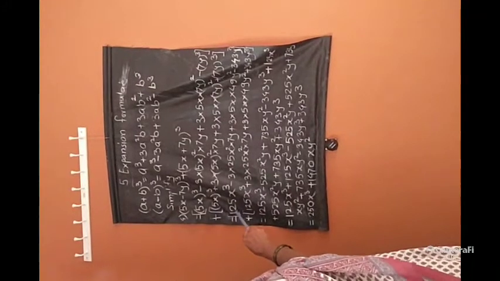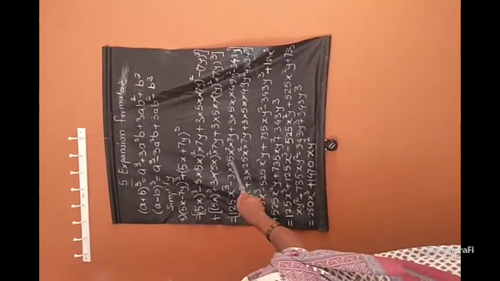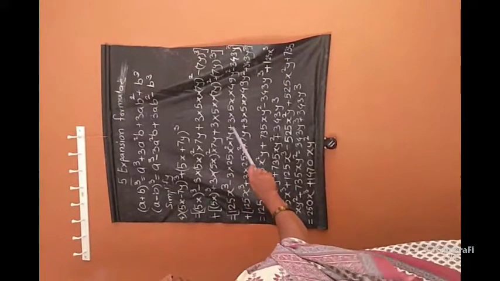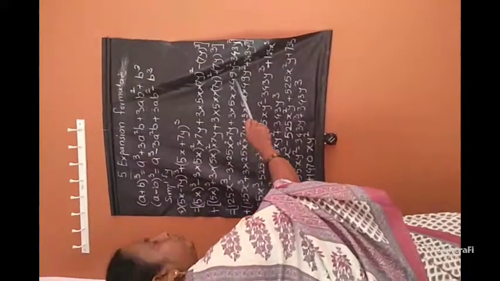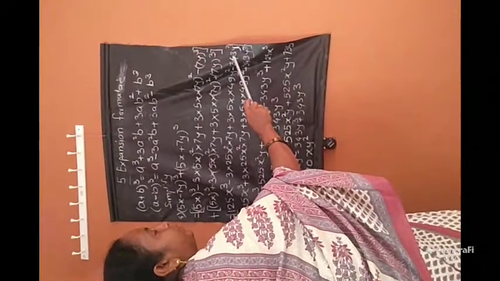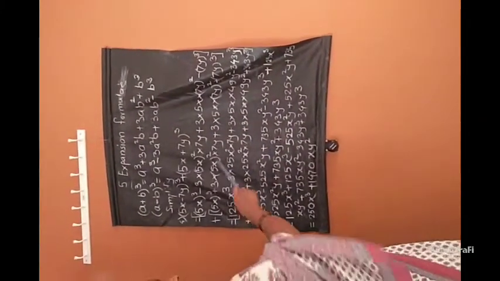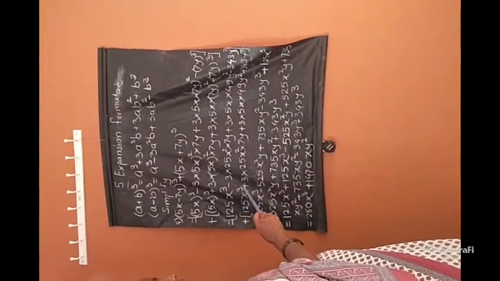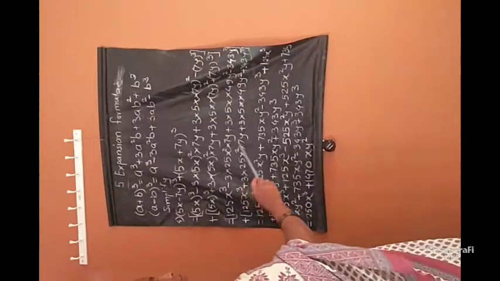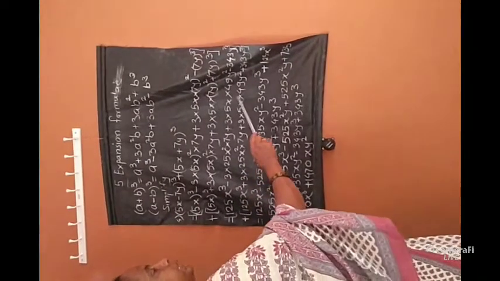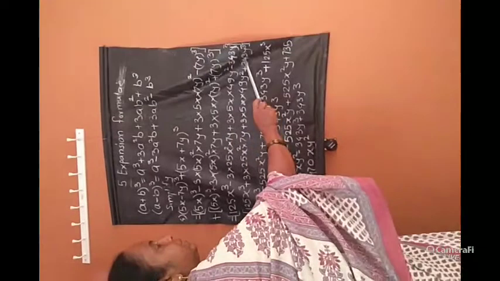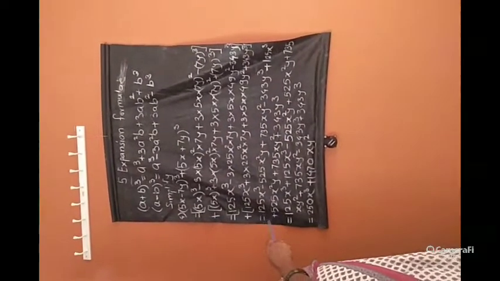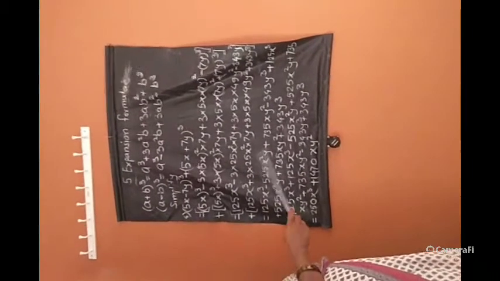It will be 125x³ − 3 × 25x² × 7y + 3 × 5x × 49y² − 343y³. Now take the plus sign in between them, then take the second bracket. It will be 125x³ + 3 × 25x² × 7y + 3 × 5x × 49y² + 343y³. Now we have to remove the brackets and write the example again.